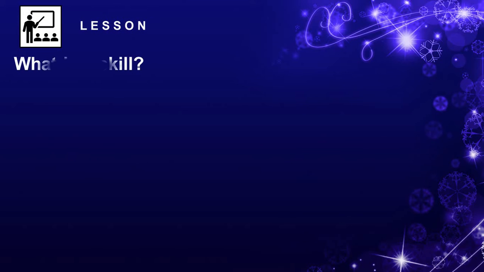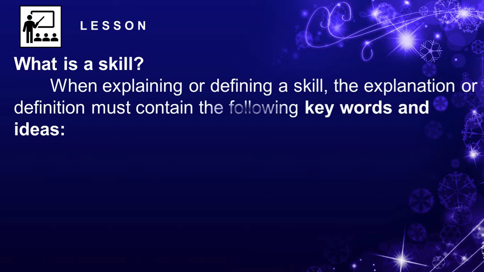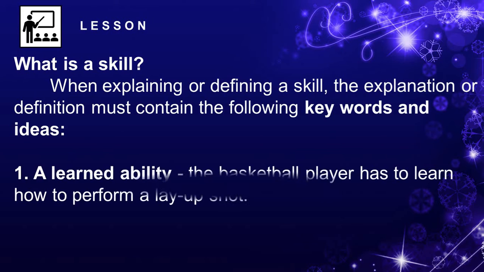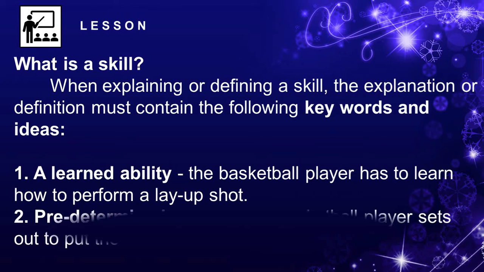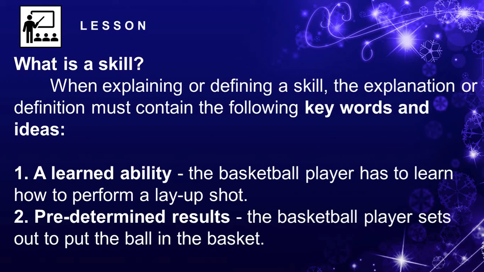Let's have our lesson for today. What is a skill? When explaining and defining a skill, the explanation or definition must contain the following key words and ideas. First, it is a learned ability. For example, the basketball player has to learn how to perform a layup shot. Second, it has predetermined results. For example, the basketball player sets out to put the ball in the basket.